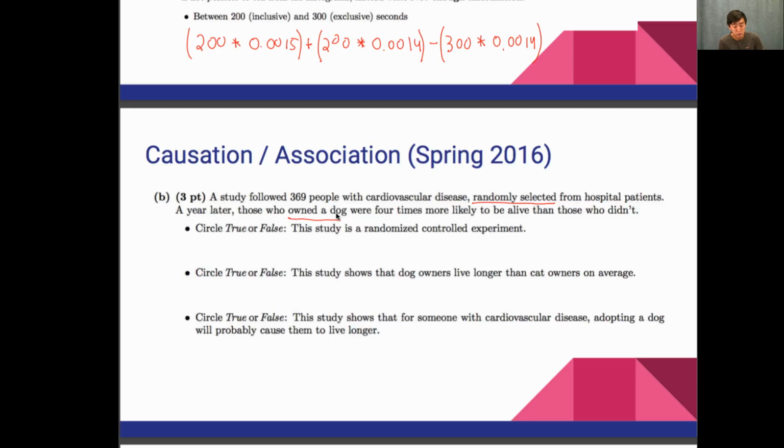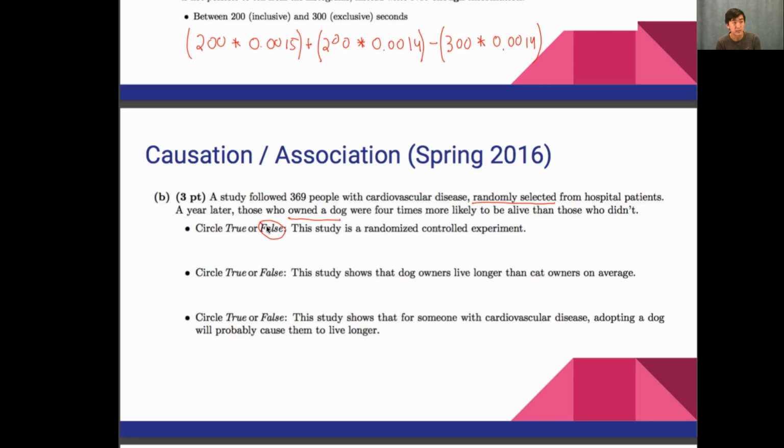So the first one, circle true or false: the study is a randomized controlled experiment. For reference, let's remember what a randomized controlled experiment is. A randomized controlled experiment is when every possible confounding variable is randomized in the experiment. That allows us to determine something very important in data science, which is causality. So is this study a randomized controlled experiment? It is not. So we're going to circle false here.